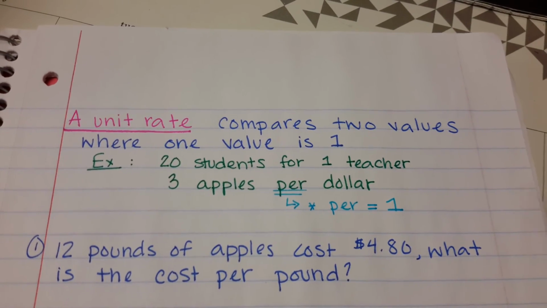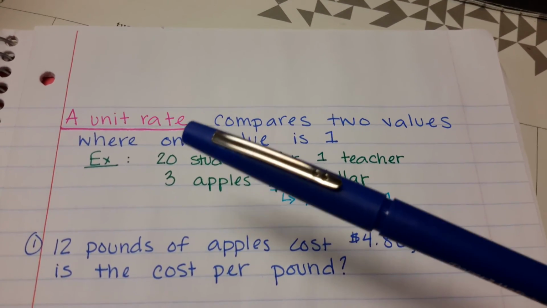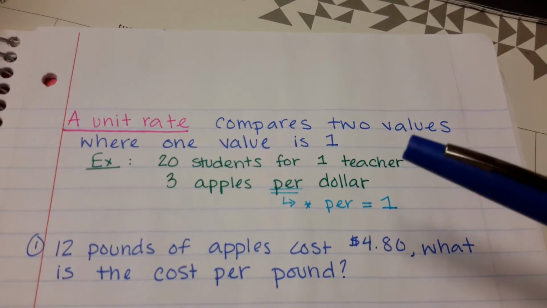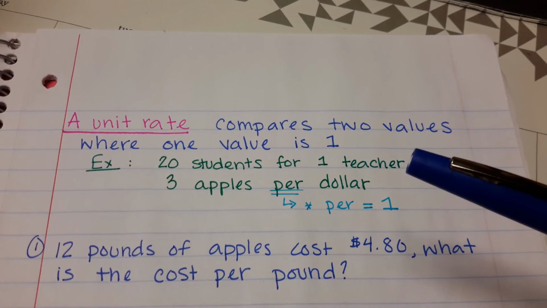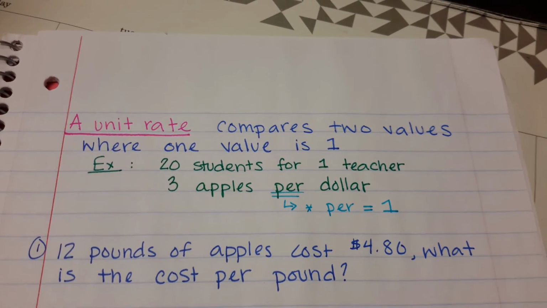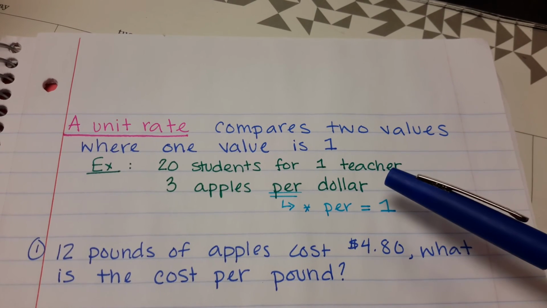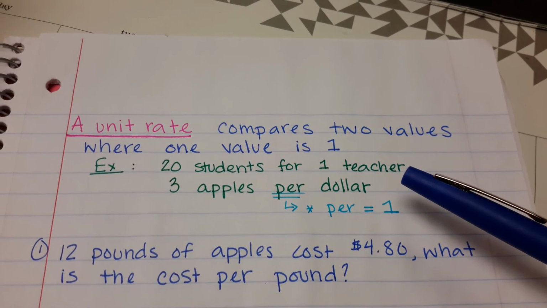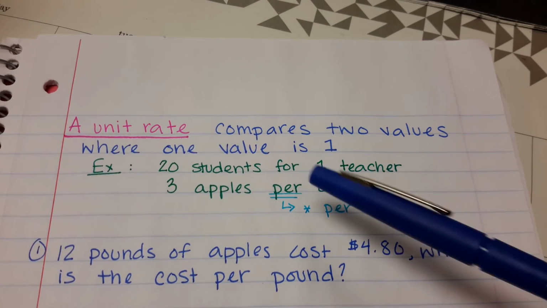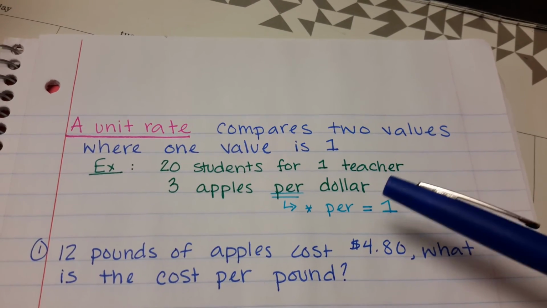I have the definition of a unit rate here. A unit rate compares two values where one value is 1. So for example, 20 students for one teacher. That is a unit rate because we're talking about one teacher.